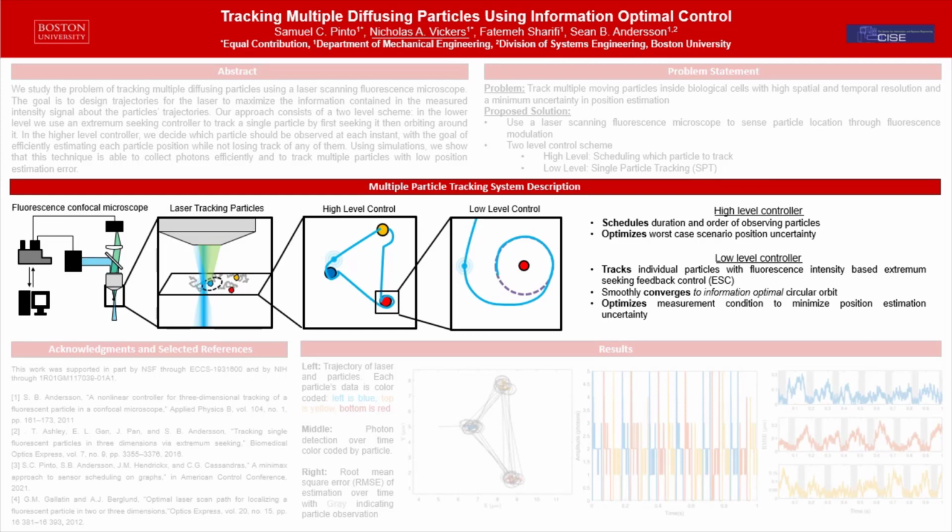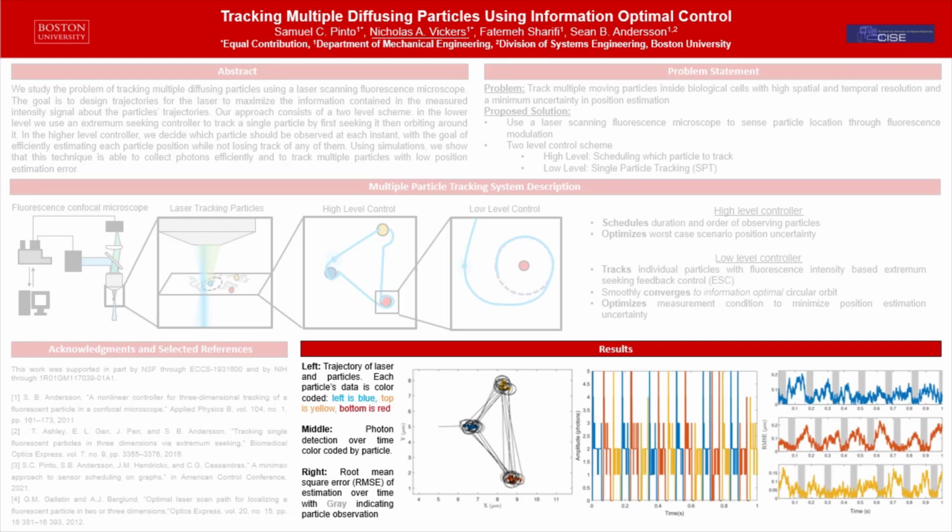In the lower level, we use an extremum-seeking controller to track the particle, where its orbiting radius was set to maximize the Fisher information. We also show that this controller smoothly converges to an information optimal orbit when its initial position starts within a certain critical maximum radius from the particle. The higher level controller decides on which particle to track and the duration of tracking in order to minimize the worst case estimation error over long time horizons.